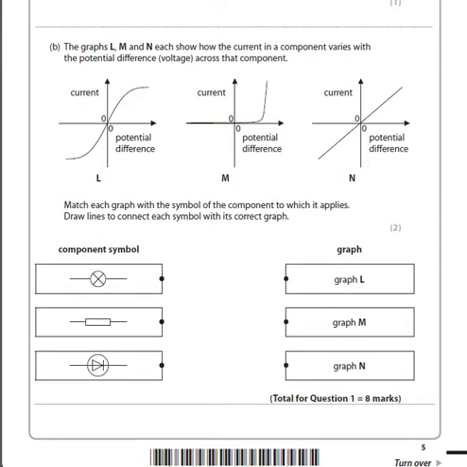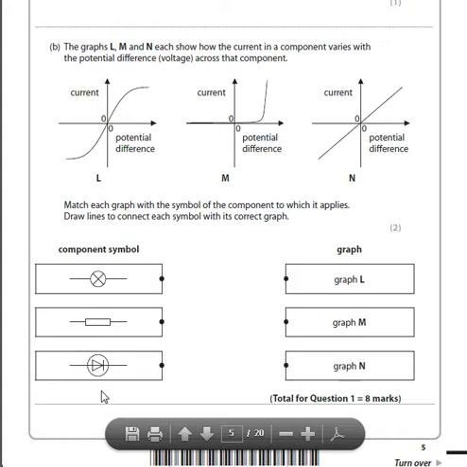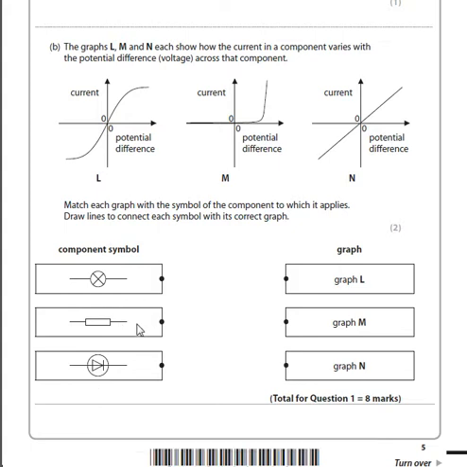Okay, and finally then for this question, we've got 3 component graphs, L, M, and N, and 3 component symbols. So the first thing we need to make sure we're clear of is that that's a bulb, that's a resistor, and that is a diode. Now we need to know that the graph shape for a resistor is a dead straight line. So that must be N. So that's the graph of a resistor. We then need to know that for a bulb, because a bulb is a resistor that gets hotter, we get an S-shaped graph, which is this one here, which is L.